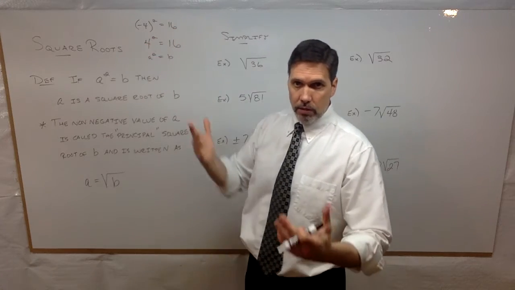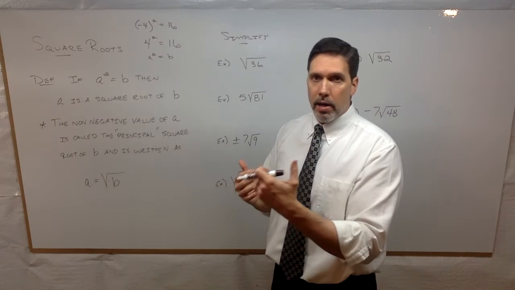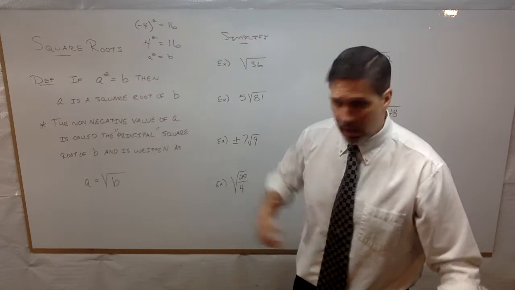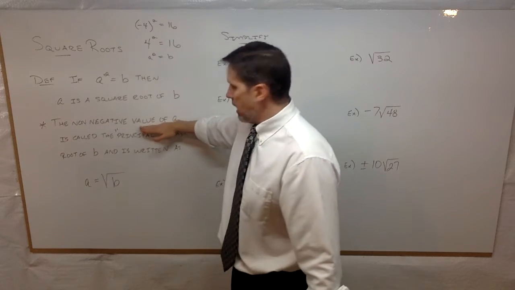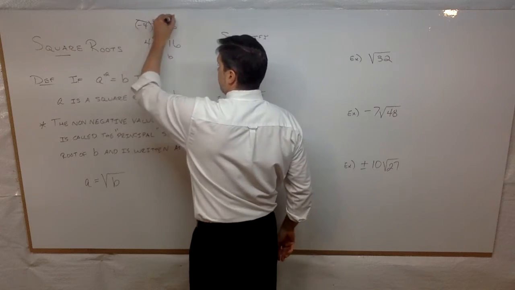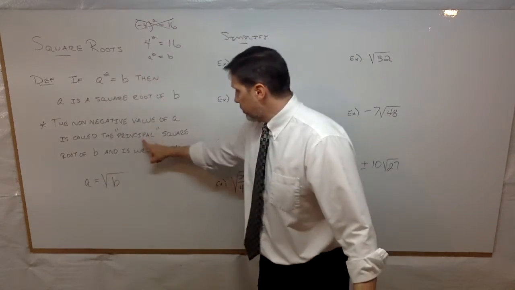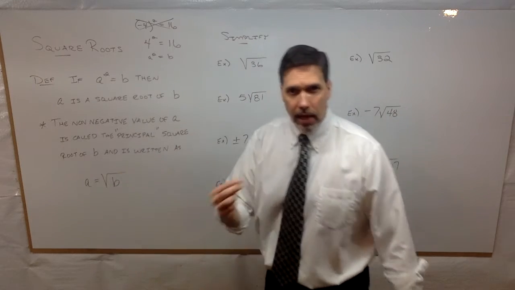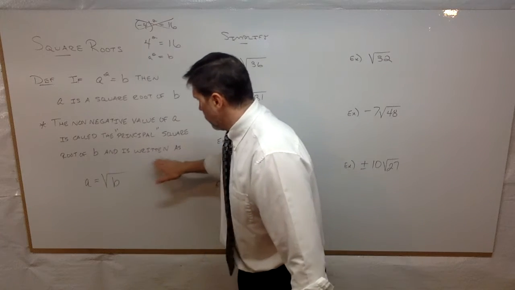Now, that gets a little confusing because we become kind of lazy when we say the word square root when we're actually implying something else. And that's what this star is saying. It says the non-negative value of a. So forget this one. The non-negative value is known as the principal square root. You can think of that as the positive square root of b and is written this way.